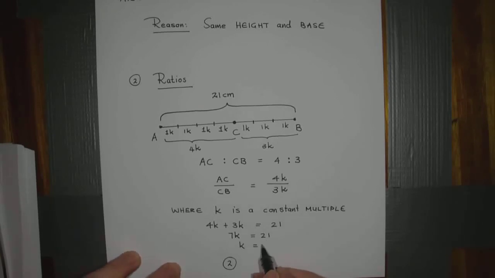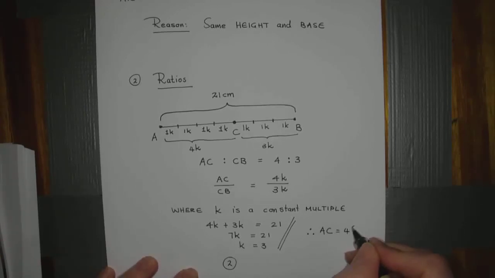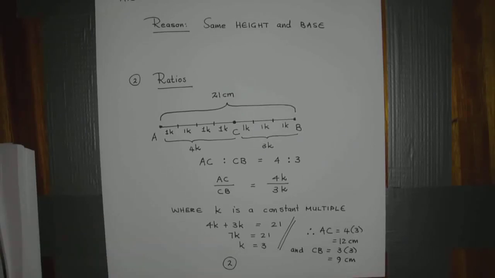3, which means that AC is 4 of those bits of 3. So it's 4 times 3, which means it's 12. And CB is 3 of those bits of 3, which means it's 3 times 3, so it's 9. And that makes sense, because what is 12 plus 9? 21.